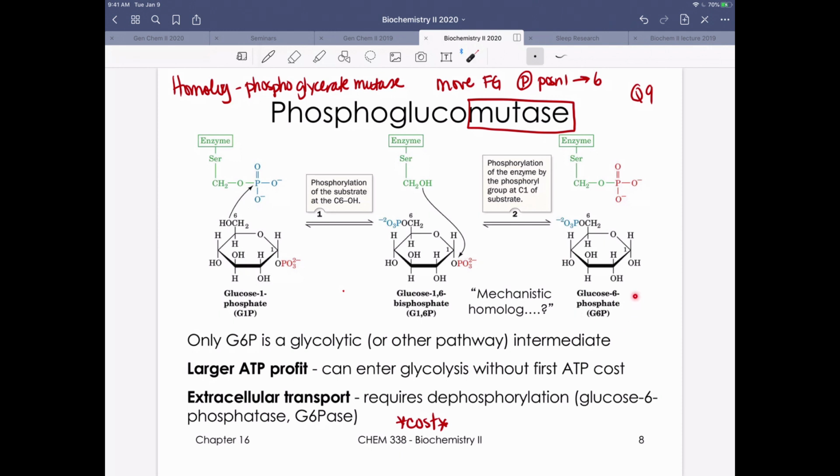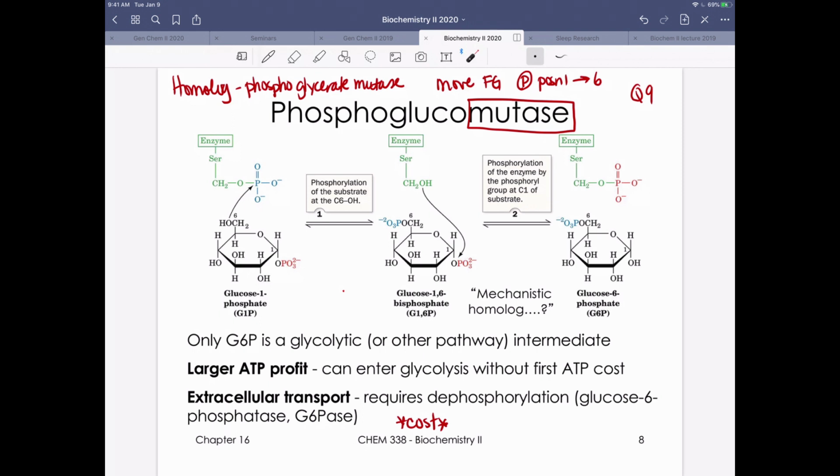The reason that we need to do this is that only G6P is that branch point metabolite we can do other things with. Some things that we'll spend some time talking about: if this is glycogen that you've broken down for internal use, that's going to result in a larger profit of ATP, because you don't have to enter in that first use of ATP. Remember in glycolysis, the first step was hexokinase, adding ATP to glucose to make glucose 6-phosphate. So we can enter the glycolytic pathway after that point.